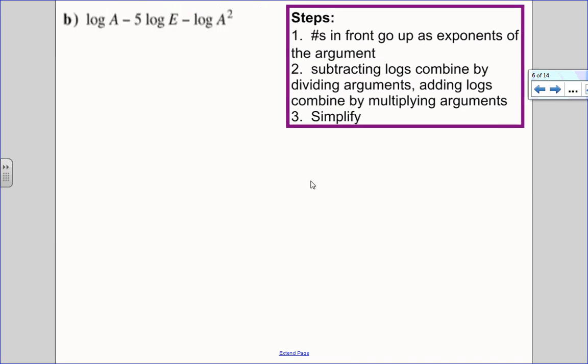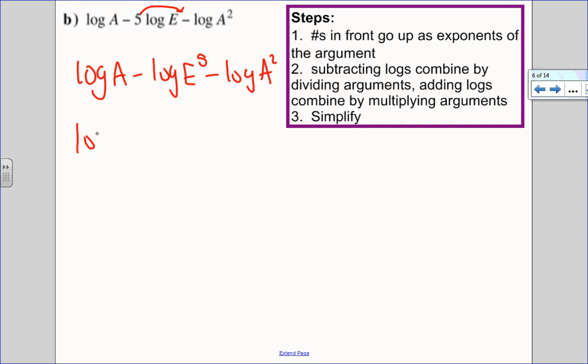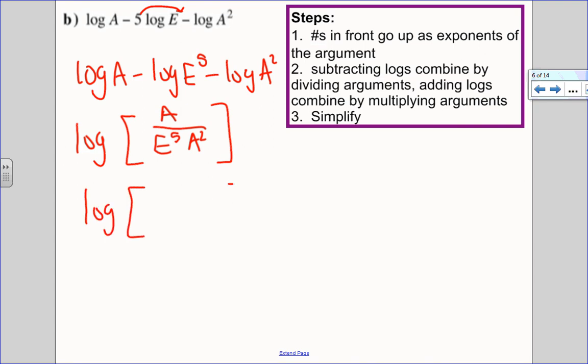Okay, for this one here, these all have the same base, which is an invisible base of 10. So I know I can combine that. So following the same steps, numbers come up. So I have log of a, take away log of e to the exponent of 5, take away log of a squared. So subtracting logs are combined by dividing e to the 5, and then I'm dividing again by a squared. So looking at this, I have an a in the numerator and an a in the denominator, so I can simplify that a little bit more.